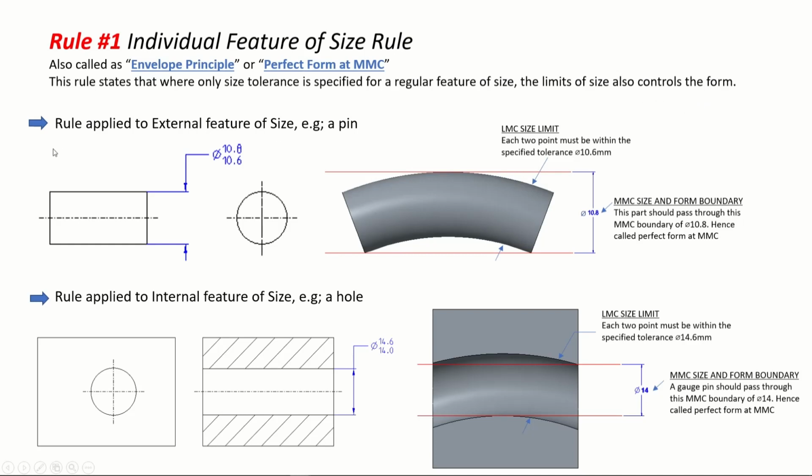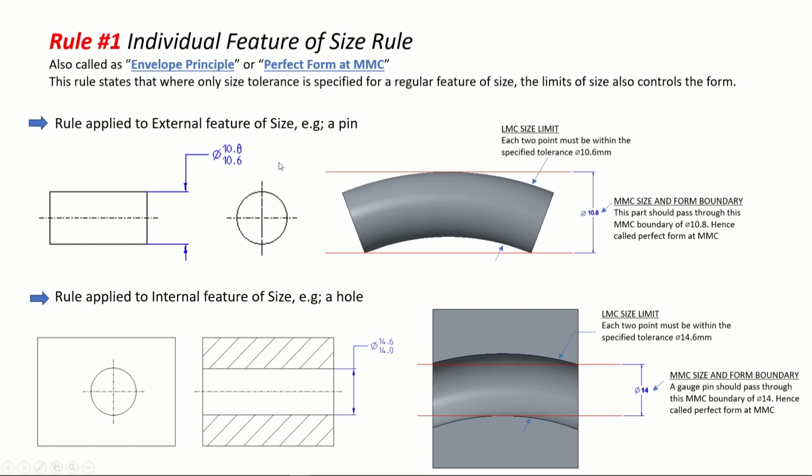So here, taking an example of an external feature of size, suppose we take a shaft or a pin. Here we see that it has a maximum material condition of 10.8 and a minimum material condition of 10.6. At that dimension the shaft will have the maximum weight and the maximum material. That's how you should remember it: the maximum material condition is 10.8 for a shaft. That will be the heaviest, with the maximum material.